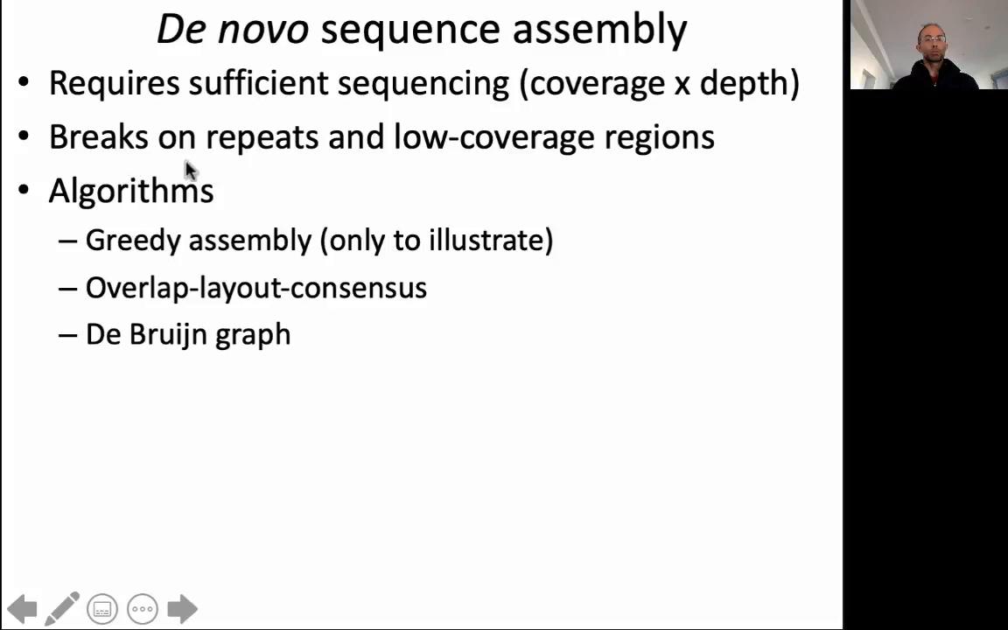It's also important to realize that de novo assembly breaks on low coverage regions for the reason just mentioned, but also on repeated regions, and this will be explained a little bit later. And then there are three different de novo assembly algorithms that I want to discuss. The first is the greedy assembly algorithm, which I will only use to illustrate certain concepts and ideas. The second is the overlap layout consensus algorithm, and the third is the De Bruijn graph.